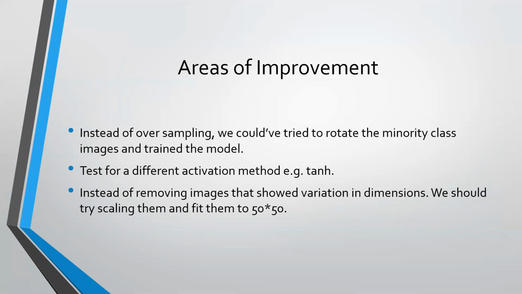And the third area where we thought of improvement is, instead of removing the images which showed variation in dimensions, we could have tried scaling them and fitting them into 50 by 50. Or we could have tried a different algorithm like OpenCV or some other tools. Even though the number of objects that we have excluded from the training data set is very minimal, around 300, 300 out of 9,000 images is considered a moderately good number.